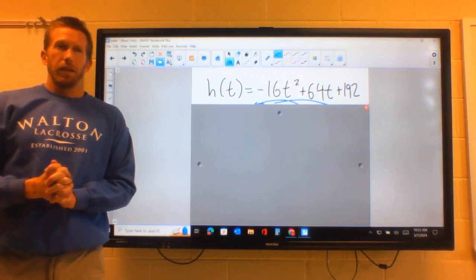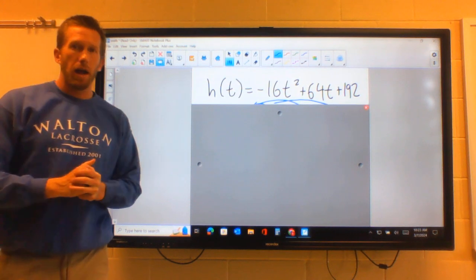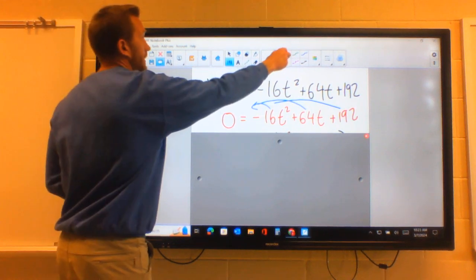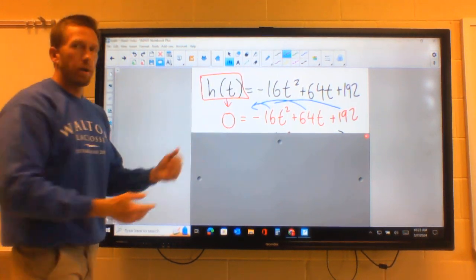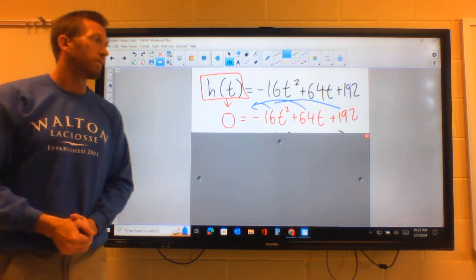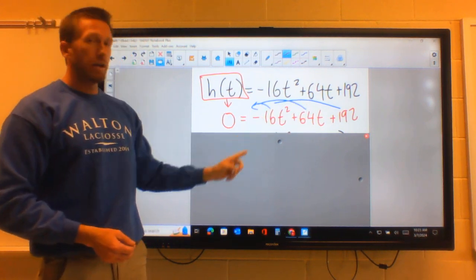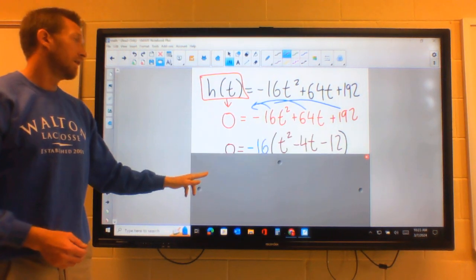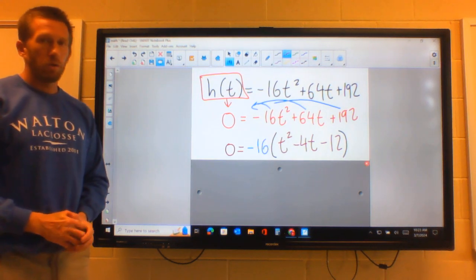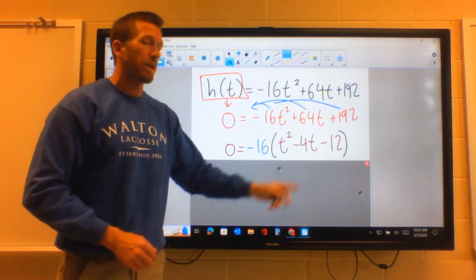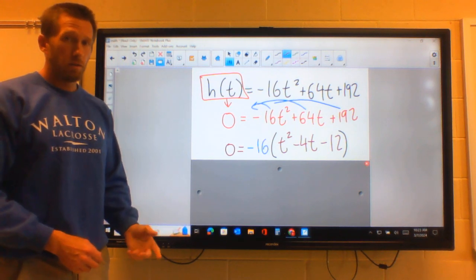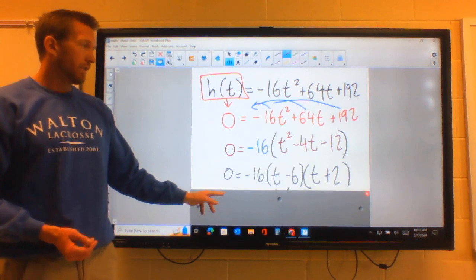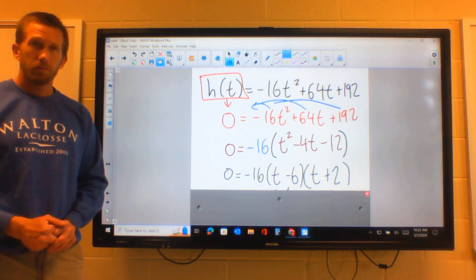So if we want to find our x-intercepts, we are taking our quadratic function as an equation, and we're setting it equal to 0. So the first thing I did is say, I'm looking for a height when it equals 0. It's hitting the ground, so it's got to have a height of 0. I'm going to factor out a GCF of negative 16. Negative 16 goes into here, here, and here, thankfully. So I factor out the negative 16. What's left behind is t squared minus 4t minus 12, a simple trinomial. We've done so much factoring, and I'm going to factor it into t minus 6 and t plus 2.